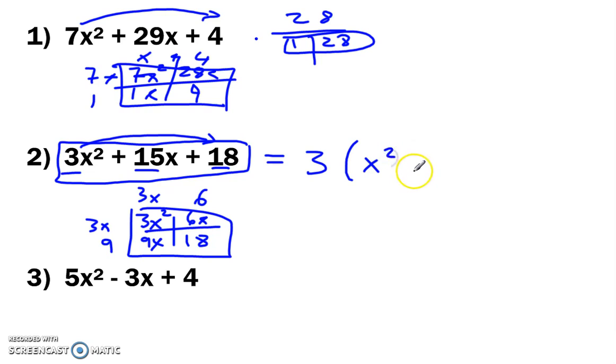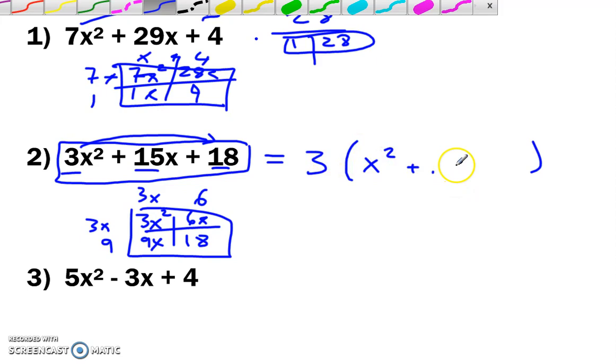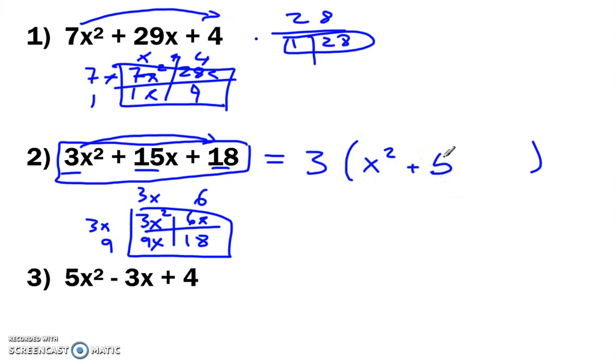So then we get x squared plus 15x plus 18. And, sorry, what am I doing? We were factoring out a 3. So I get x squared plus 5x plus 6. Now I can factor this trinomial fairly easily. 1 times 6 gives me 6. The factors of 6 are 1 and 6, or 2 and 3. 2 and 3 add up to 5.